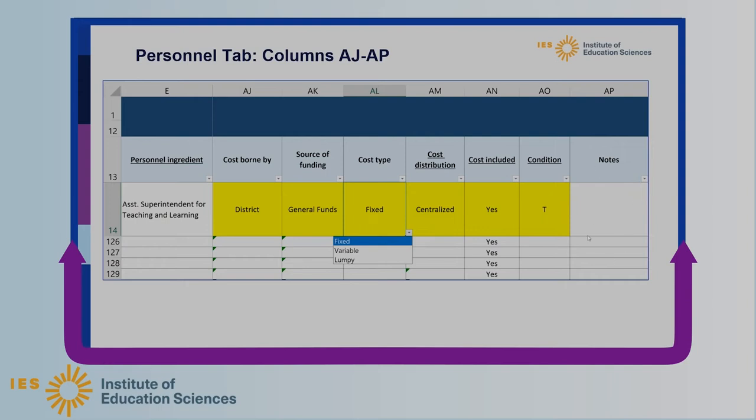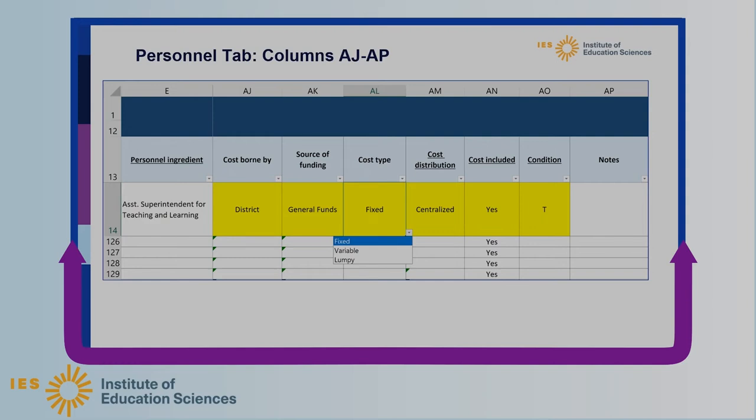And now you repeat that for every personnel ingredient that you need for each year. You can save time by copying and pasting rows. For example, if you want to enter the same person for several activities or years, you'll just need to change a few of the cells in the copied rows. Once you're done with personnel, you can move on to materials, facilities, and other inputs.